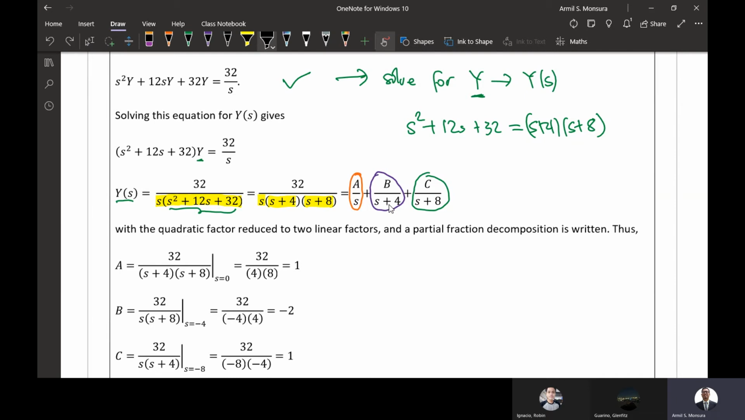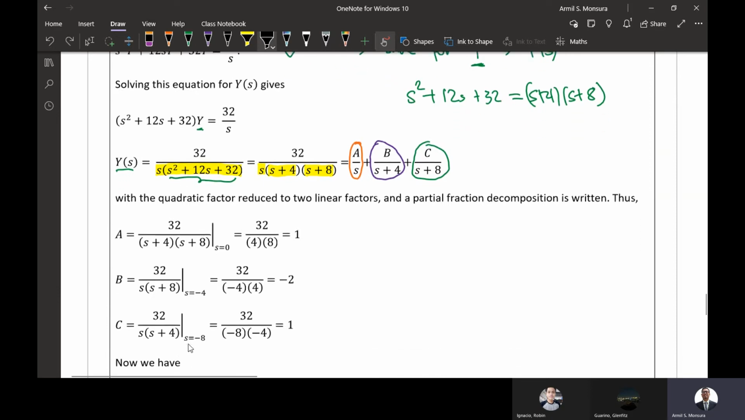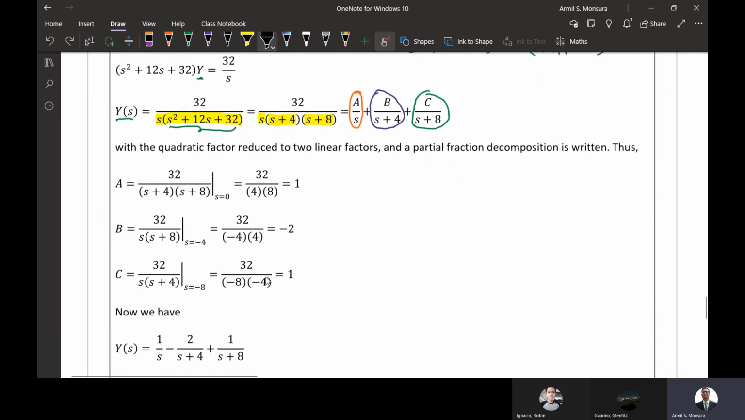Okay? So, evaluating, this becomes 32 over negative 4 times 4 or negative 32 over negative 16. So, that should give you negative 2. Okay? And then finally, para ma-solve natin yung C, s plus 8 yung denominator niya dito. So, i-cover natin yung s plus 8 dyan. So, maiiwan is 32 over s times s plus 4. And i-evaluate natin ito when s equals negative 8, negative 8 being the root of this denominator. So, doing that, we will have 32 over negative 8 times negative 4 or 32 over positive 32. So, that gives us positive 1.